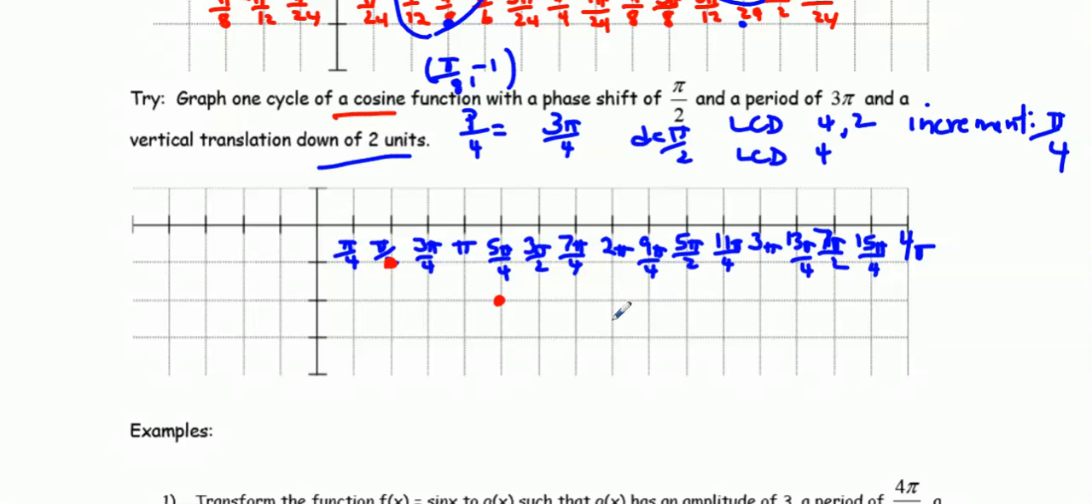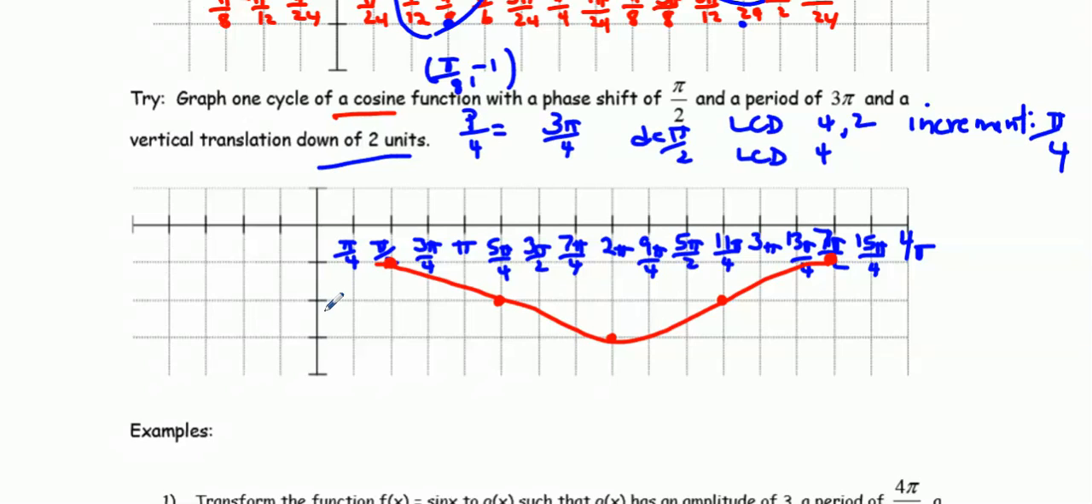Another 3 squares, I know cosine goes down to its minimum after that. Another 3 squares, it goes back up to its equation of the axis. Another 3 squares, back up to its max. Okay, so we've applied the vertical translation and we've adjusted for the phase shift and the period.